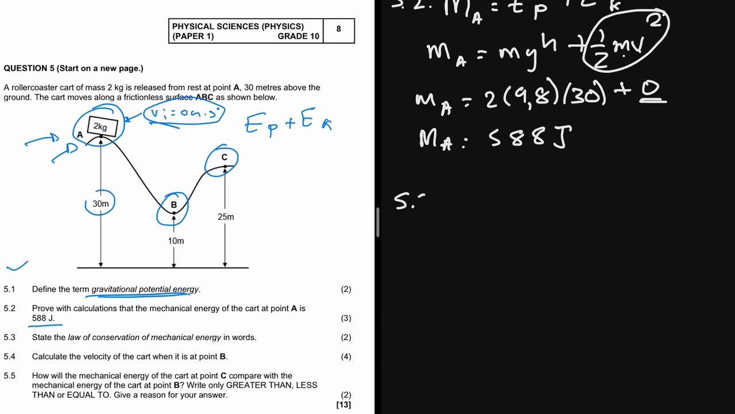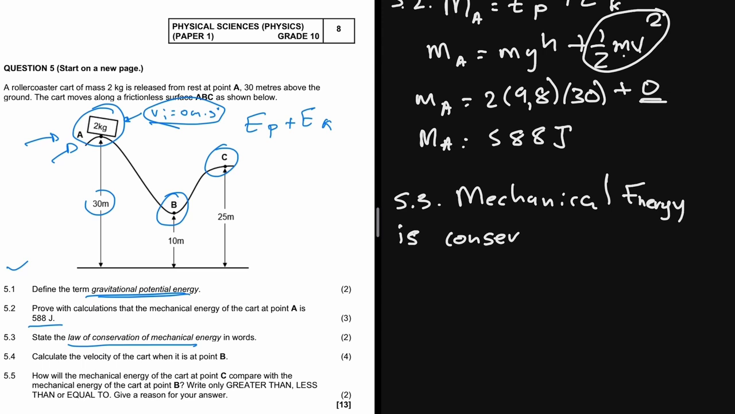So now 5.3, they say we must state the law of conservation of mechanical energy. Remember, the law of conservation of mechanical energy simply says that mechanical energy is conserved in an isolated system.